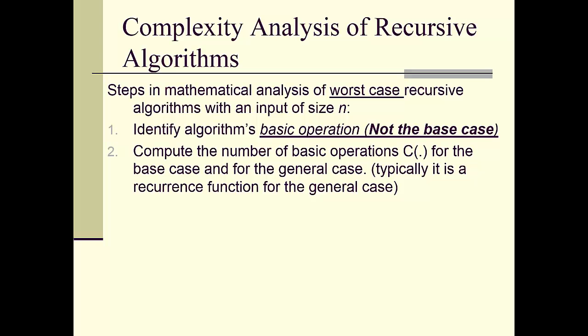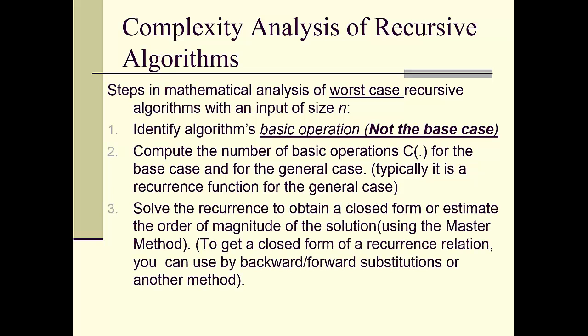The second thing you need to do is look at the base case and at the general case and find what's the number of basic operations that's done in the base case and in the general case. Notice that in the general case you will end up with something we call the recurrence relationship. The third thing you need to do is solve the recurrence relationship so that you can obtain a closed form or estimate the order of magnitude of the solution. And we'll see that one later when we are looking at the master method theorem.